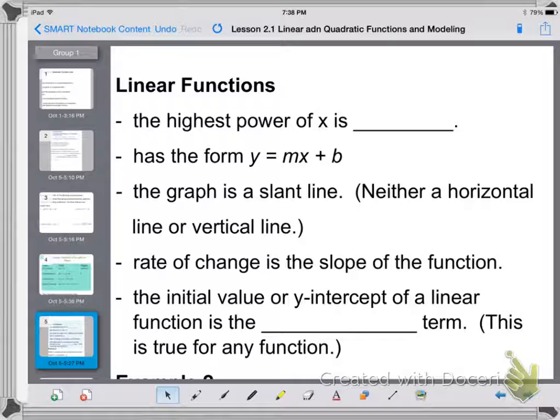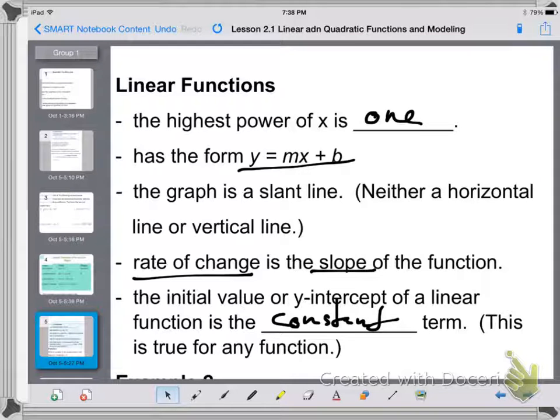Alright, so linear functions, a little bit of review. The highest power of x is 1. Has the form y equals mx plus b. The graph is a slant line. It's neither horizontal nor vertical. Rate of change and slope are the same thing. And then the initial value, or y-intercept of a linear function, is the constant term. And this is true for any function.